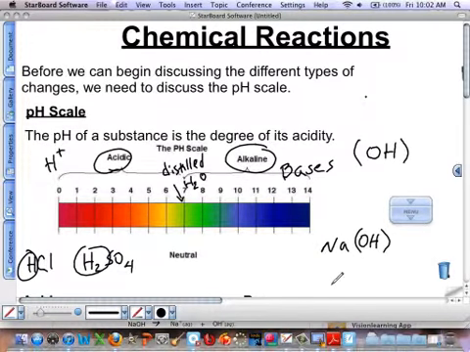Now, we're talking a little bit about pH again. So the higher the pH level, the more basic the substance is. The lower the pH level, the more acidic it is. So that's just something to keep in mind when we're talking about the pH scale.